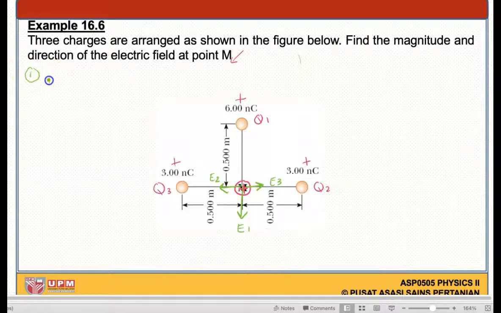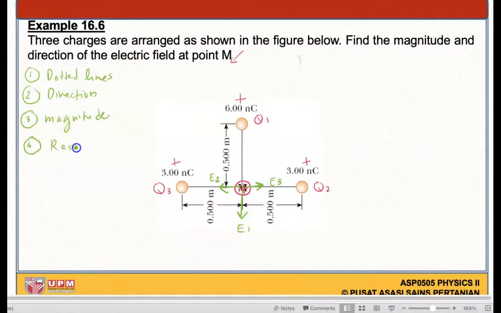So the first one is dotted lines, which we already have here. It's basically an axis. Number 2 is direction. Number 3 is magnitude. And number 4 is resultant. Basically, you solve it.